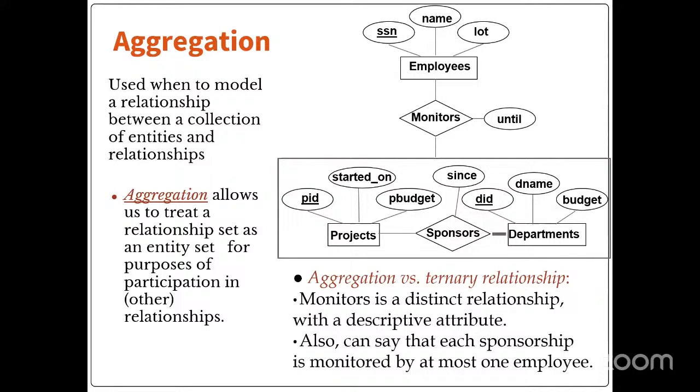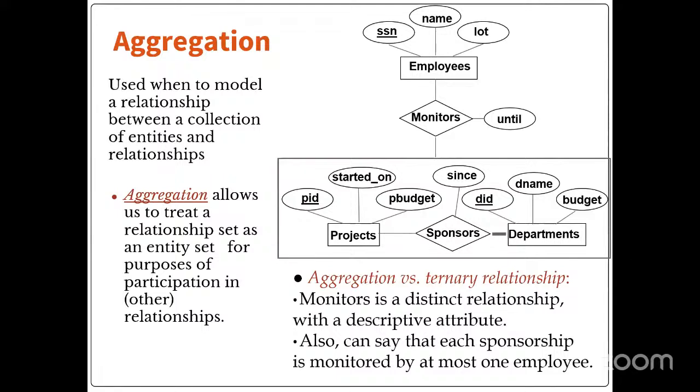So generalization is a symbol of triangle. Specialization is a reverse triangle. Now the aggregation symbol is this one. It will be a filled mark.